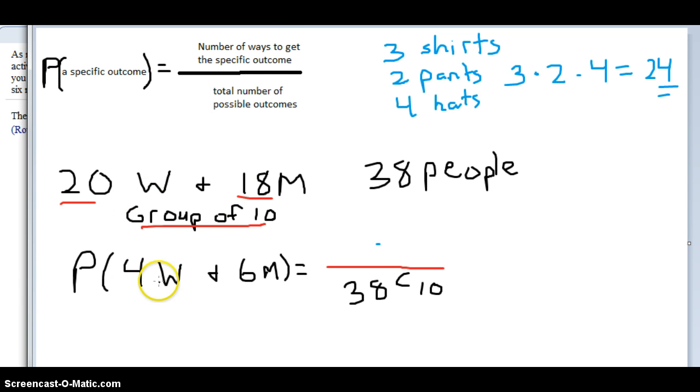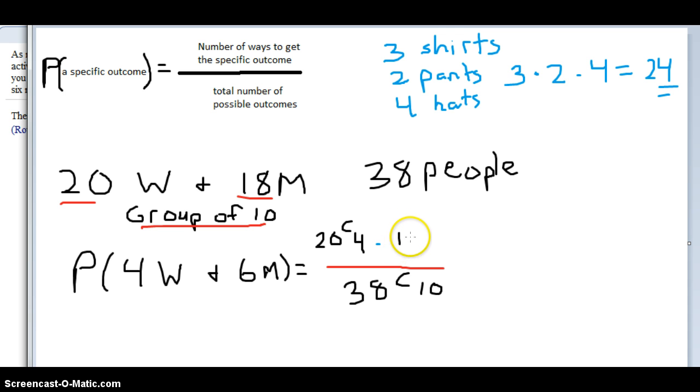There's 20 women and we want 4 of them in our group. So how many total different options do you have? 20, and you're making a group of 4. This is the number of ways you can select a group of 4 women.